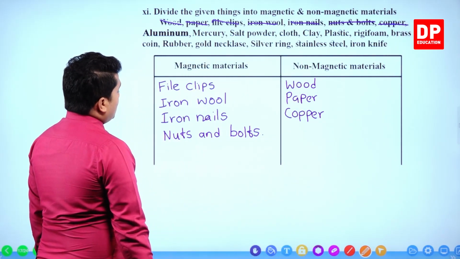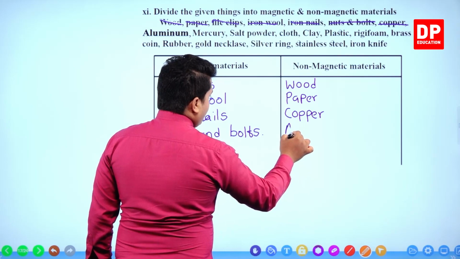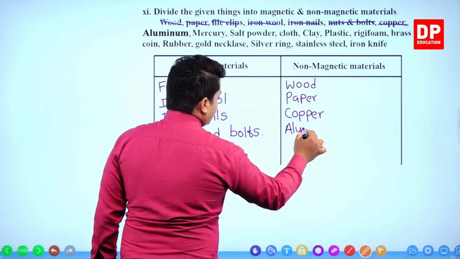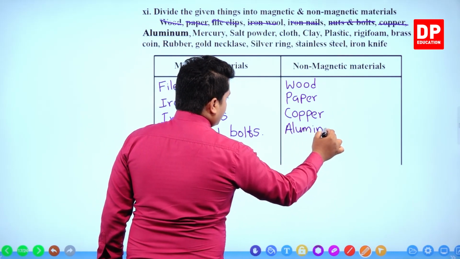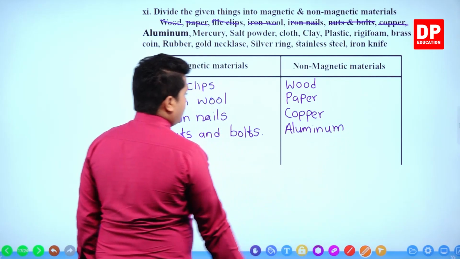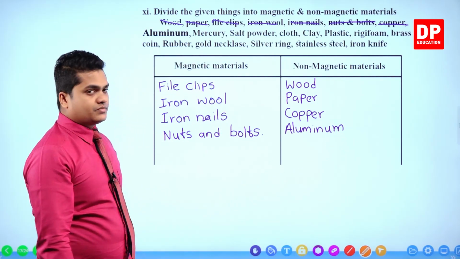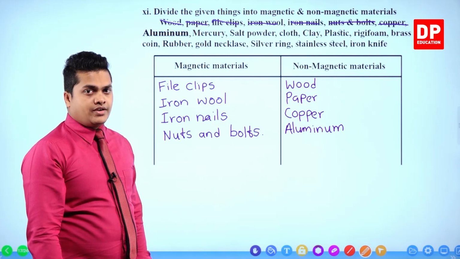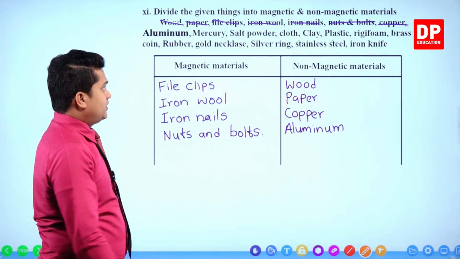Then aluminium. Aluminium is also a non-magnetic material. It's also a metal, but also a non-magnetic material.